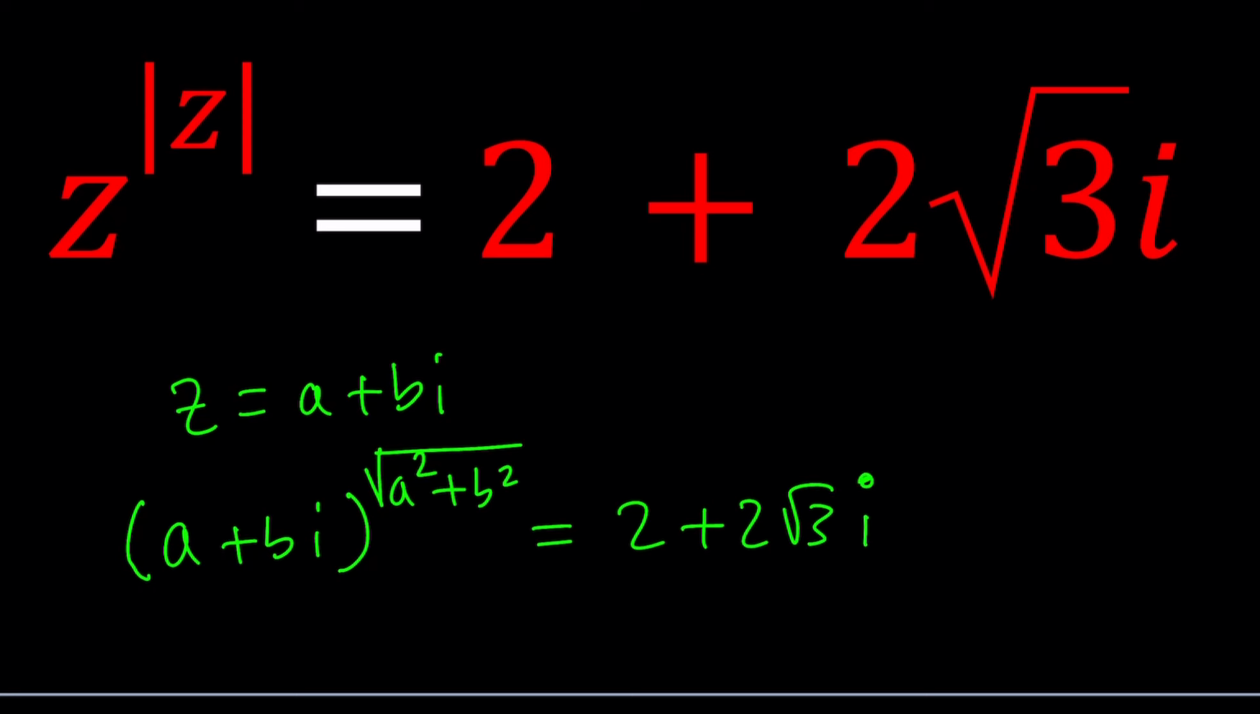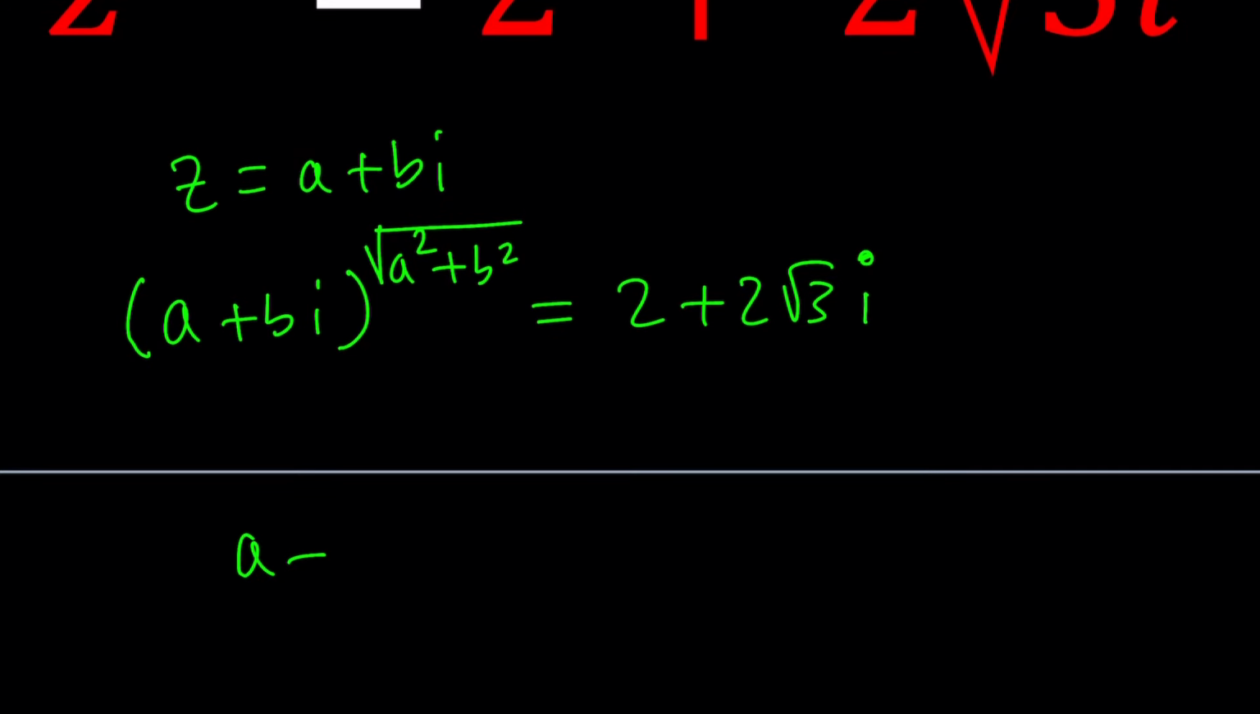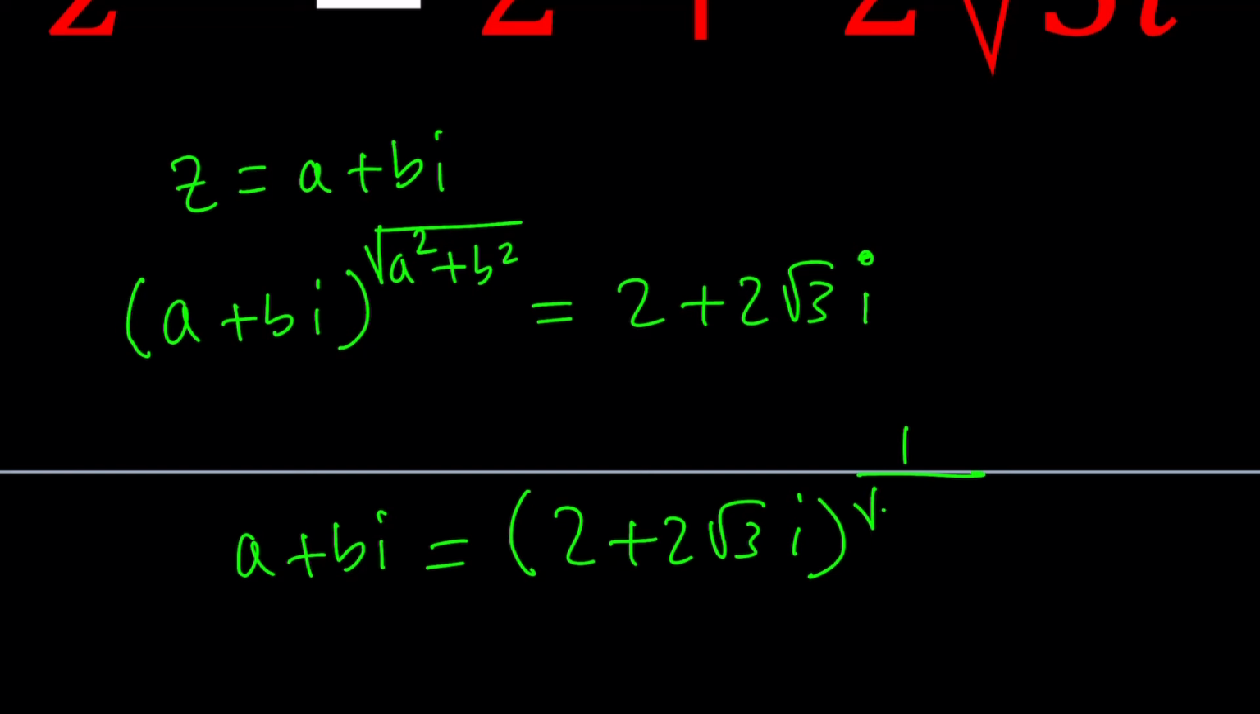And then I'm thinking, okay, I'm raising this to a power, so I could probably just solve for a plus bi from here by raising both sides to the power 1 over absolute value of z, which is in this case going to be 1 over square root of a squared plus b squared. The problem with this problem is we have variables on both sides, so it's kind of hard to solve. But if you think about it, I could probably turn this into something, right? 2 plus 2 root 3i.